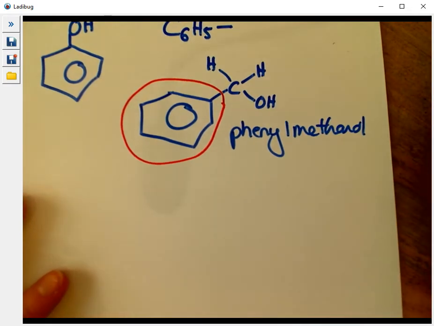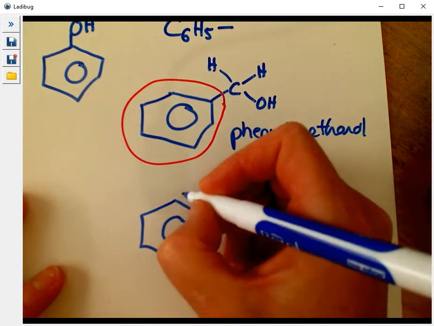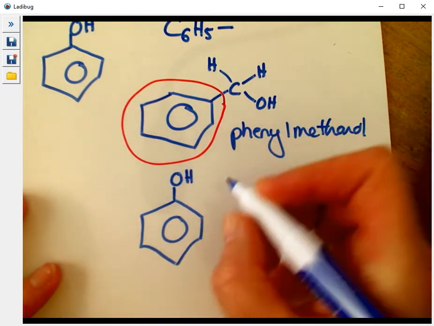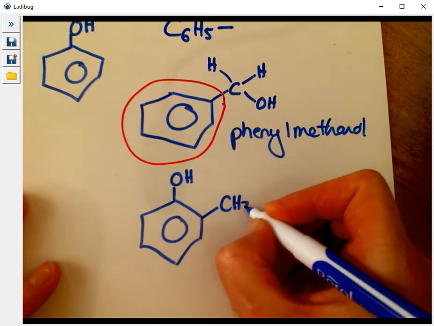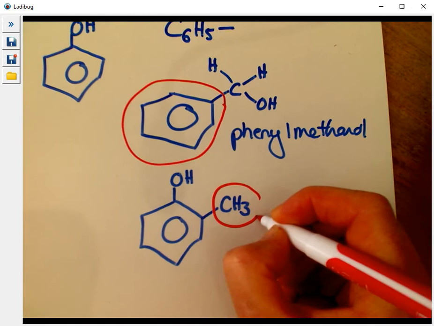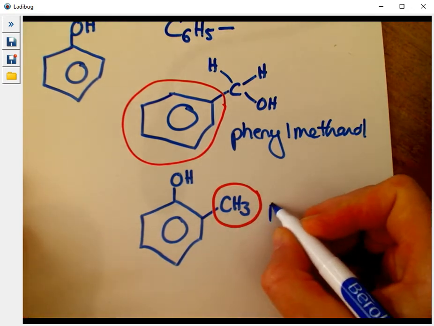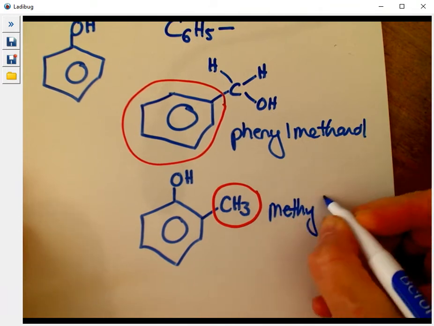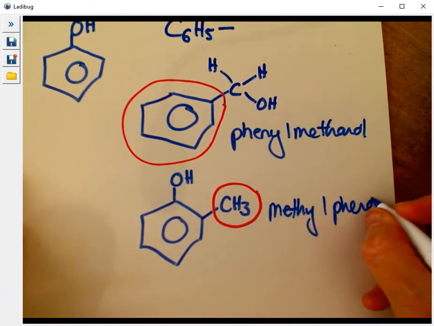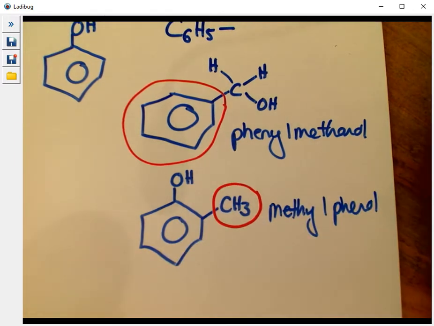If we are comparing where we could have all the same atoms and we've got a CH3 there, then what we've got now is a methyl branch. Okay, so this one is going to be methyl phenol, and then we could add numbers in according to the position on the benzene ring there.